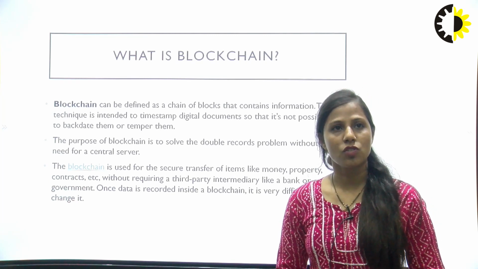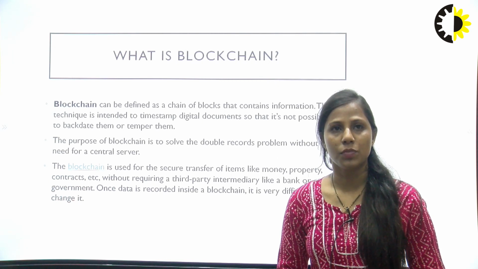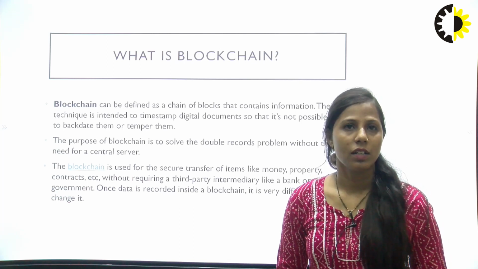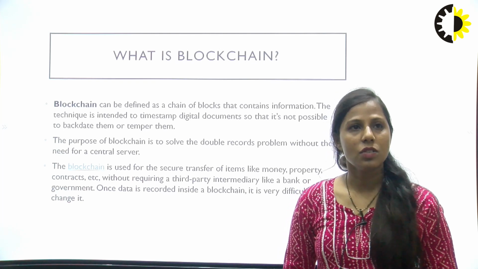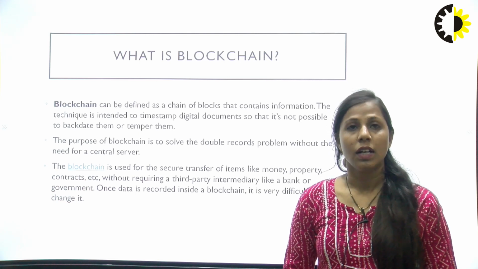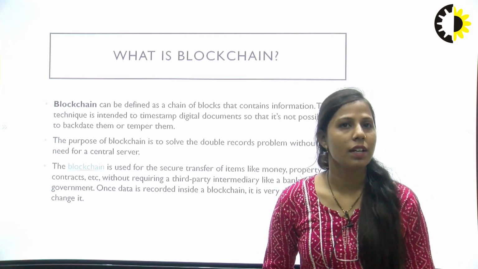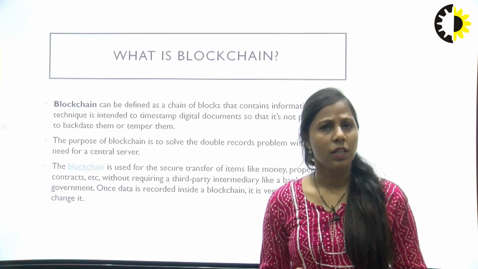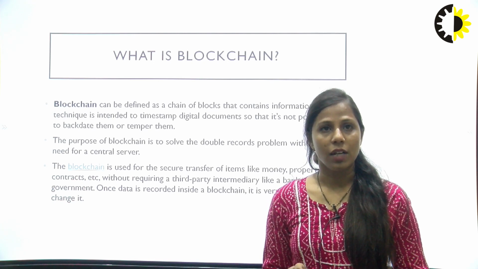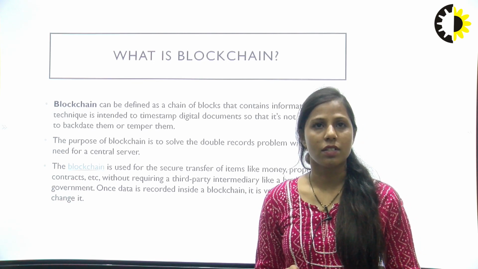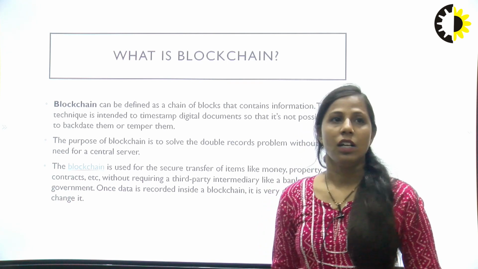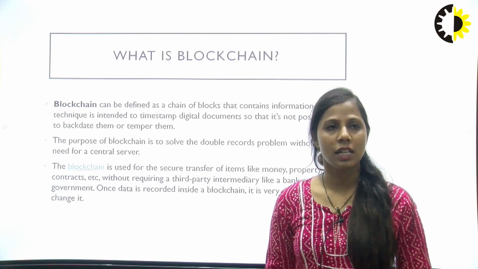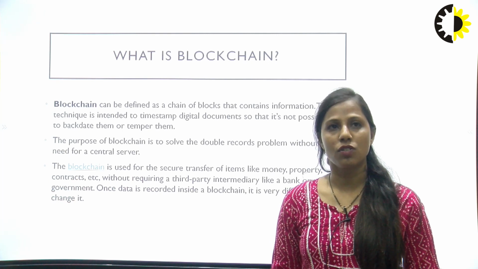The purpose of blockchain is to solve the double record problem without the need of a central server. Means it does not require a central authority. It is used for the secure transfer of items. These are the various applications which we have already discussed in the previous lectures, like the banking system, the monetary system, the land property system, and the smart contract system. Wherever we need information to be confidential and not tampered with, not changed, we require blockchain there.